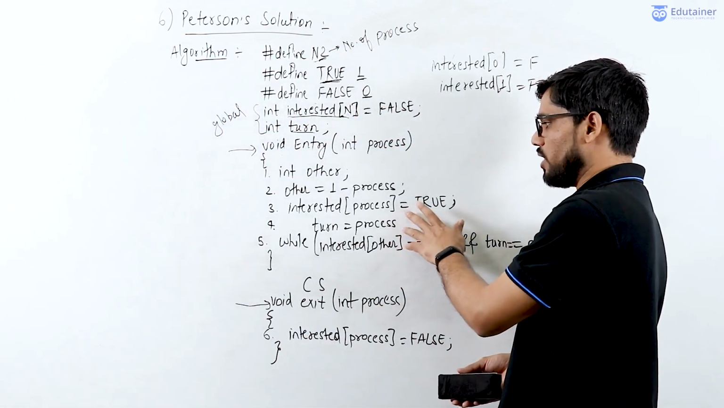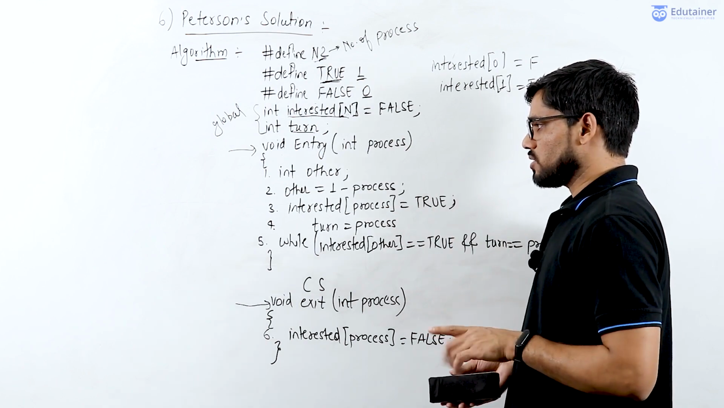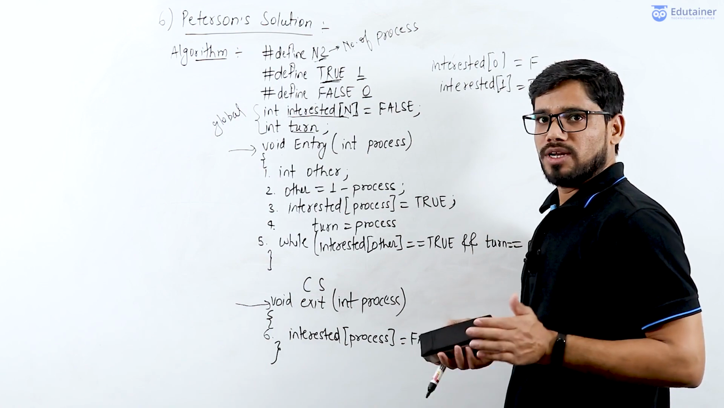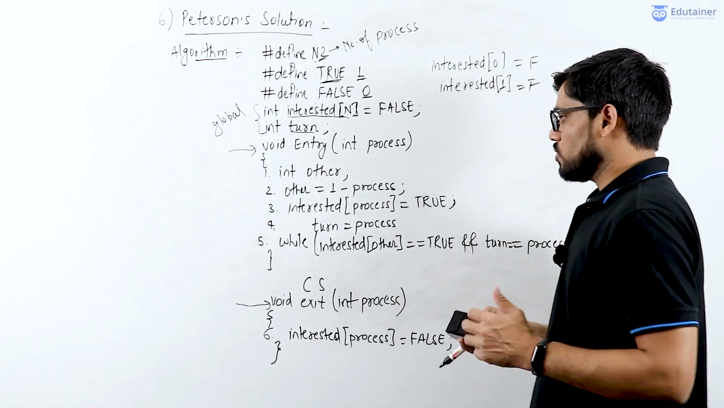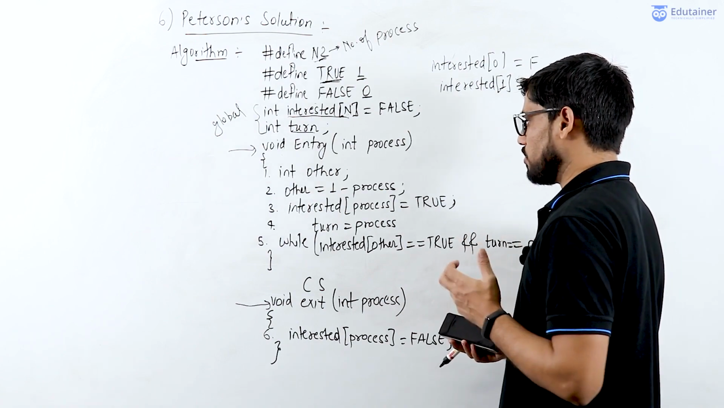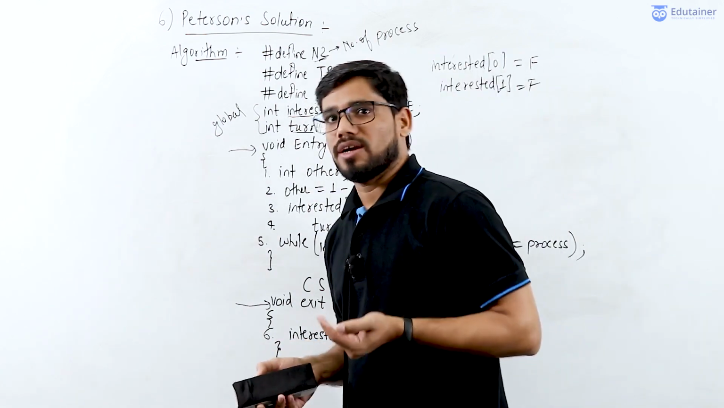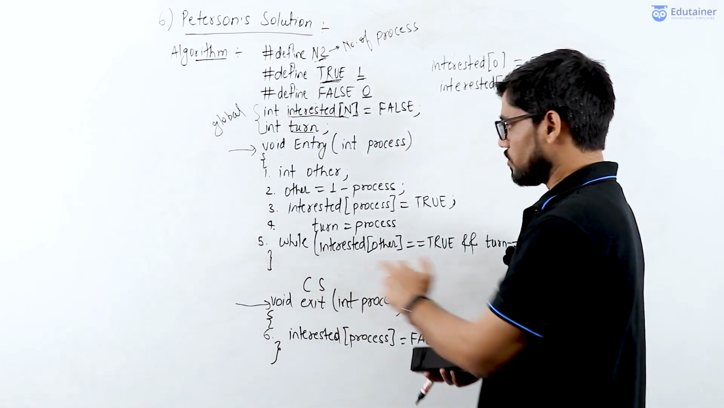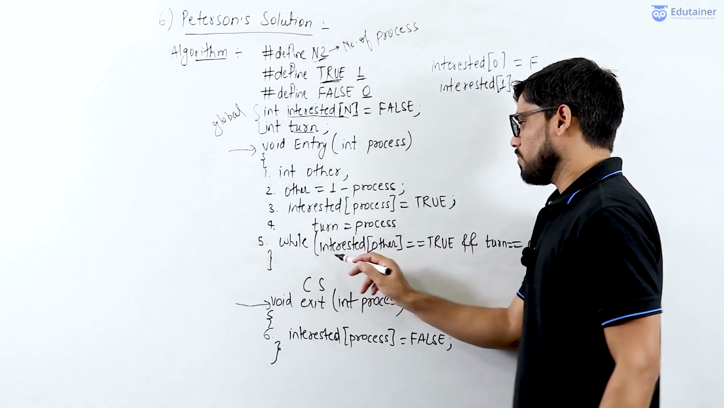So we are actually providing a cover to the process in two ways. One is interested and the other one is turn. This particular cover makes them stronger and makes them the right candidate to get into the critical section. Got it? And after that, we are checking the condition by using a while loop.